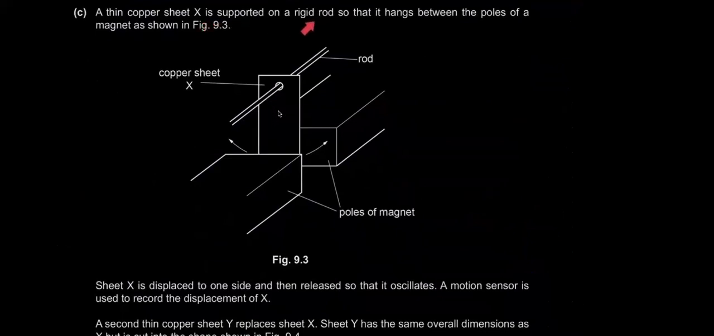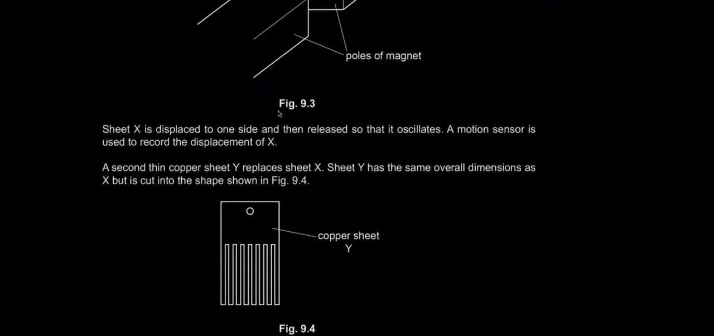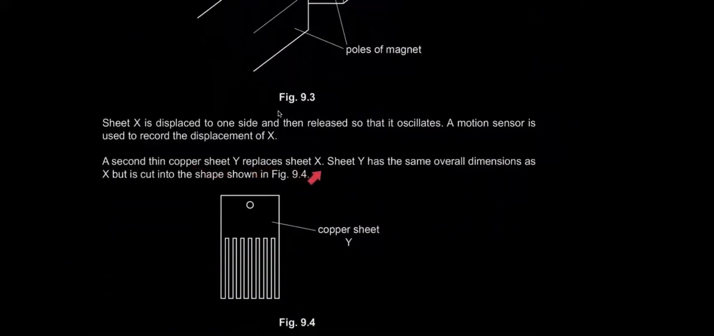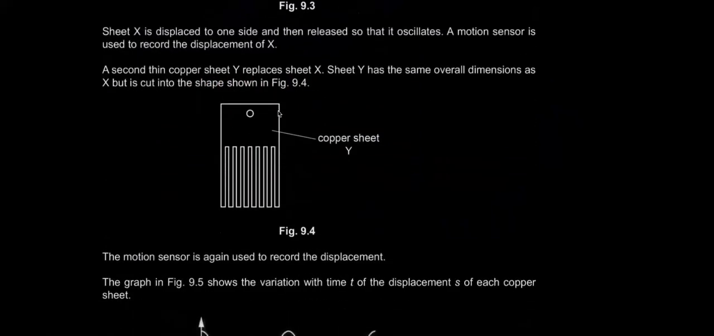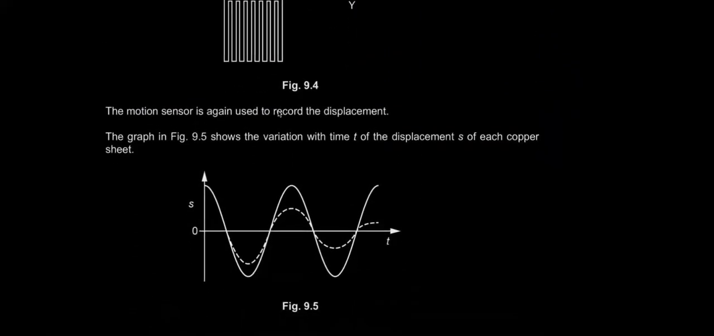A thin copper sheet X is supported on a rigid rod so that it hangs between the poles of a magnet as shown in figure 9.3. Sheet X is displaced to one side and then released so that it oscillates. A motion sensor is used to record the displacement of X. A second thin copper sheet Y replaces sheet X. Sheet Y has the same overall dimensions as X, but is cut into the shape shown, right? So it has some of these slices missing. The motion sensor is again used to record the displacement. The graph in figure 9.5 shows the variation with time t of the displacement of each copper sheet. And here you don't know which copper sheet is which, right? But you can see that for the dotted one, this amplitude is reducing.